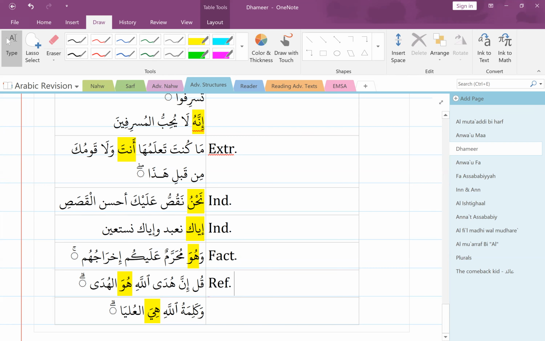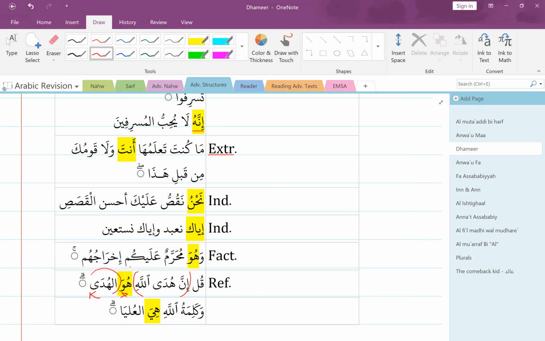So you can see Inna Hudallahi, this is our mubtada. And then you have a pronoun, and al huda is our khabar. It has al on it, that's why you have huwa. Okay, good.